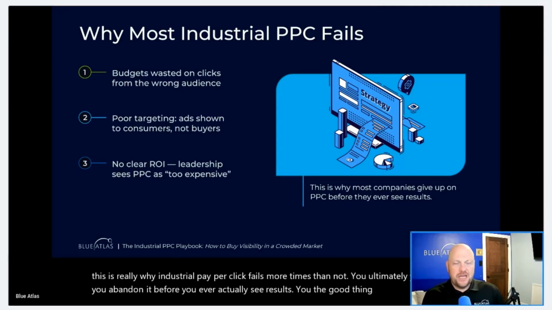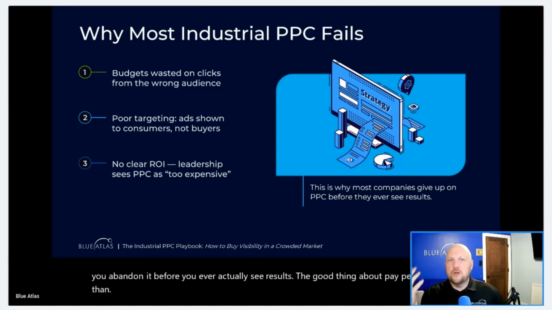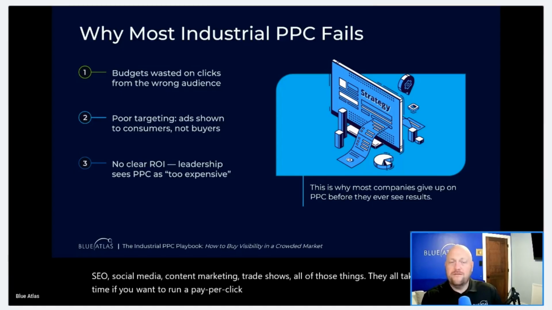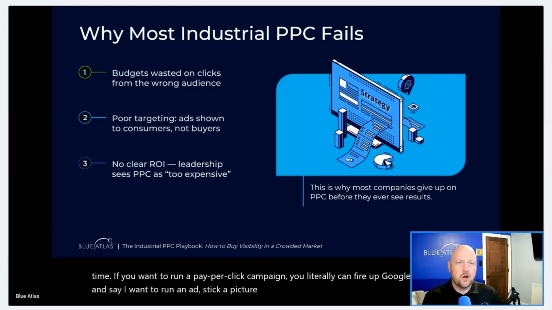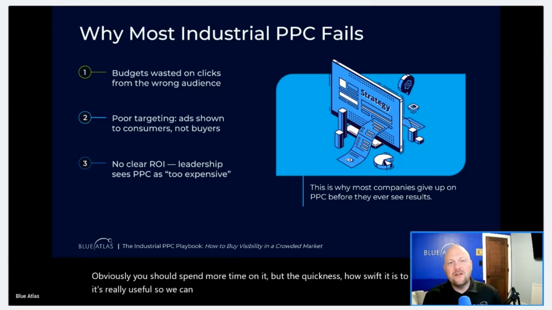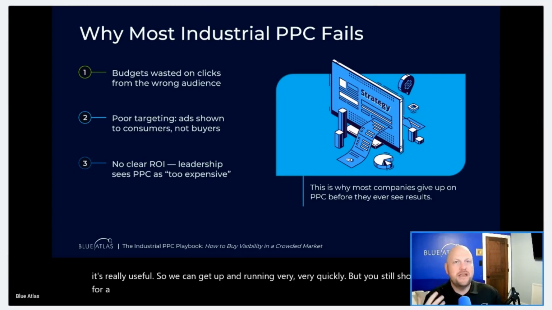The good thing about pay-per-click, more than SEO, social media, content marketing, trade shows, all of those things, they all take a lot of time. If you want to run a pay-per-click campaign, you literally can fire up Google or LinkedIn and say, I want to run an ad, stick a picture on there and hit start. We can be on there. Now, obviously you should spend more time on it, but how swift it is to get started is really useful. So we can get up and running very, very quickly, but you still should run it for a while, obviously adjusting based on your data.